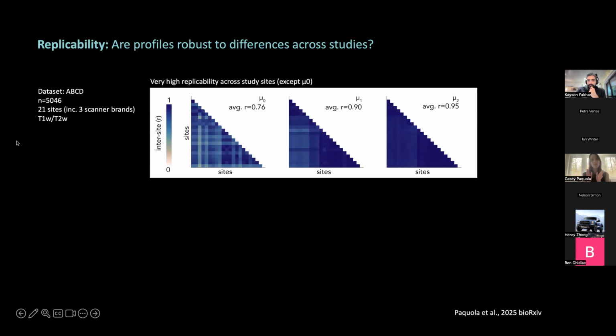And yet we see, and this is using T1 over T2, I should say, that the first and second moments are really similar if you look at the group average cortical maps across all those sites. You see a drop in the replicability for the 0th moment, though, which once again is likely related to these non-biological or noise-related effects of the transmit field bias on the T1 over T2.